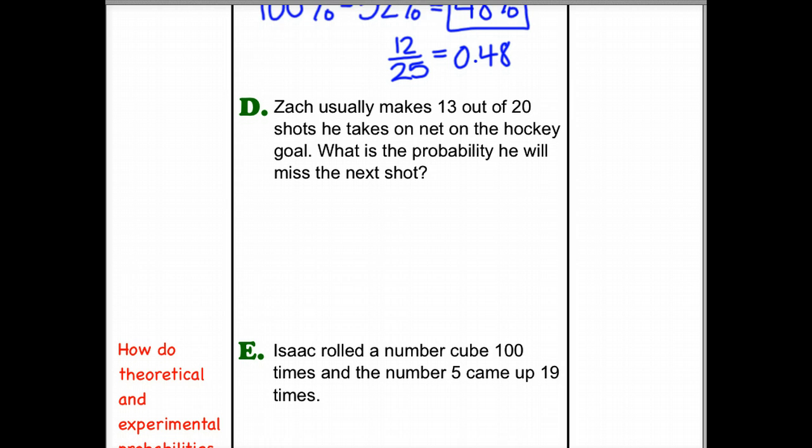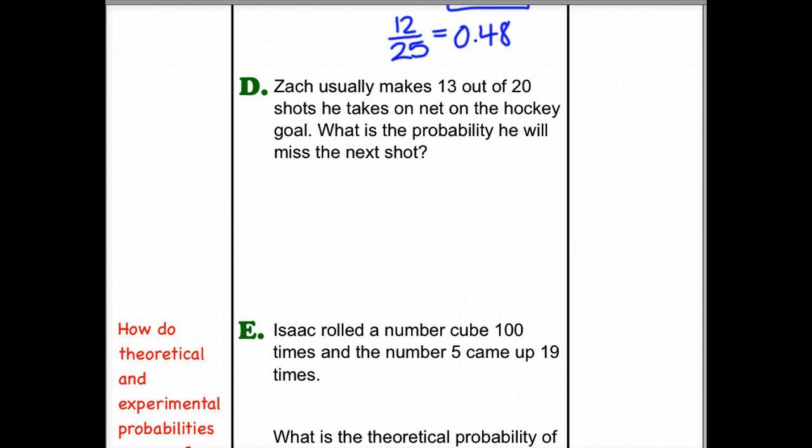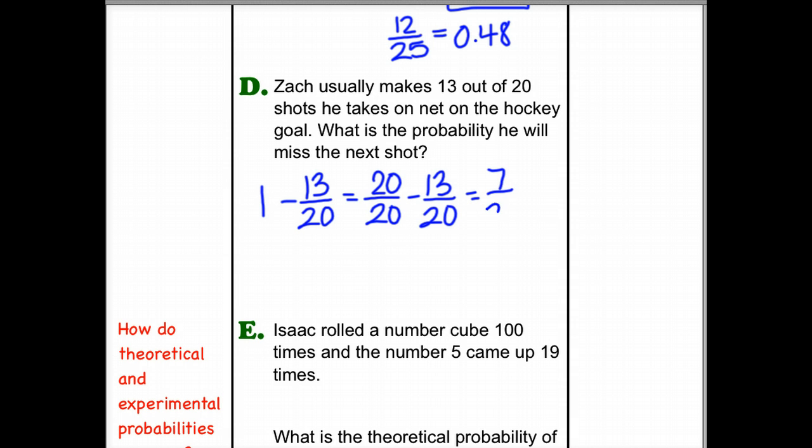Now we've got Zach. He usually makes 13 out of 20 shots he takes on net on the hockey goal. What's the probability that he will miss his next shot? Well, 13 out of 20 is the probability that he will make it. We want the probability that he won't make it, so we're going to subtract from 1. 100% would be 20 out of 20, minus 13 out of 20 is going to be 7 out of 20, which is equal to 0.35, which is equal to 35%.